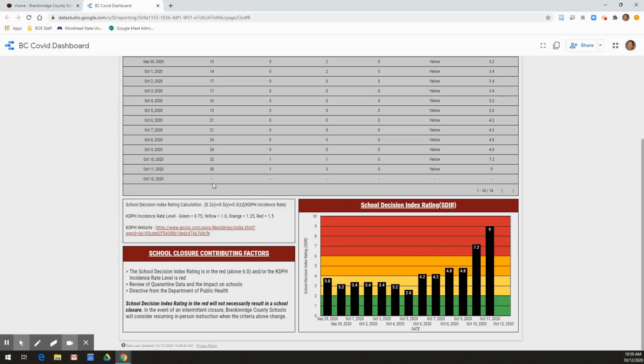We have 38 active cases in the district, or I'm sorry, in the community. And so how will that impact our district? Well, we have to monitor how many staff members are on quarantine, how many students are on quarantine. So I want to be very clear that just because we're in the red doesn't necessarily mean that we're going to close, but it does mean that you need to be considering different options in the event that we have to close. So I hope this has cleared up any confusion about our SDIR. Feel free to give me a call if you have any questions about that.